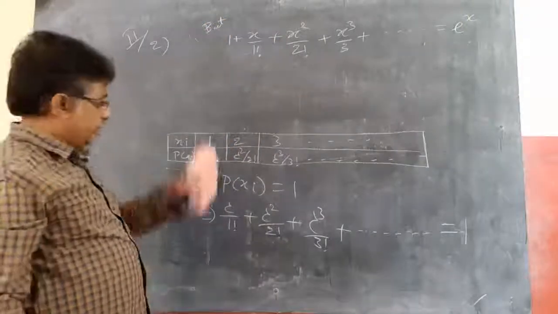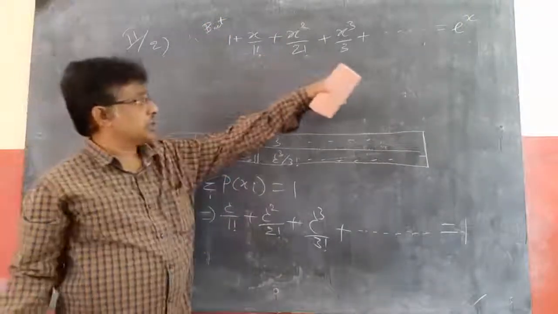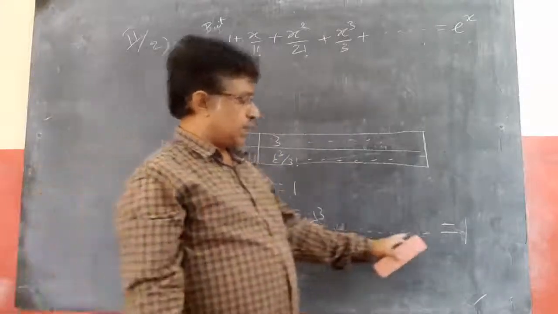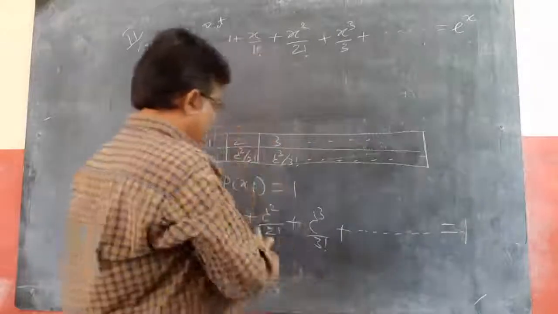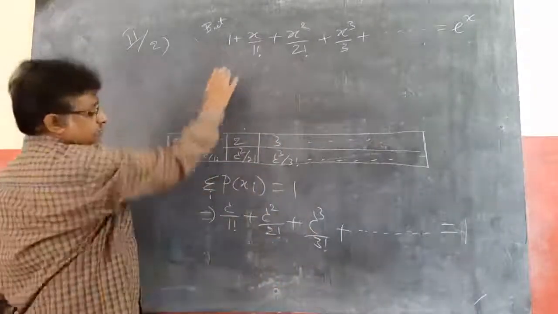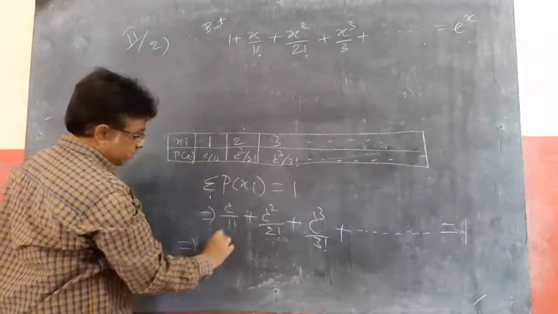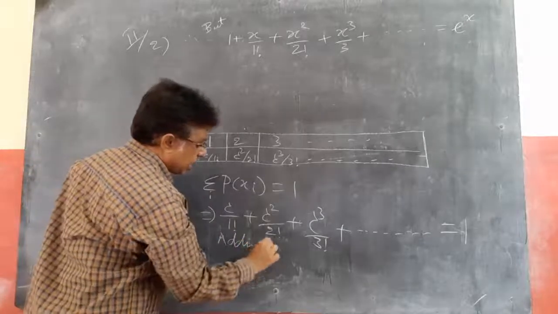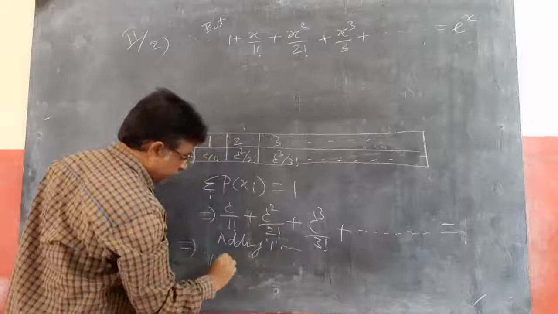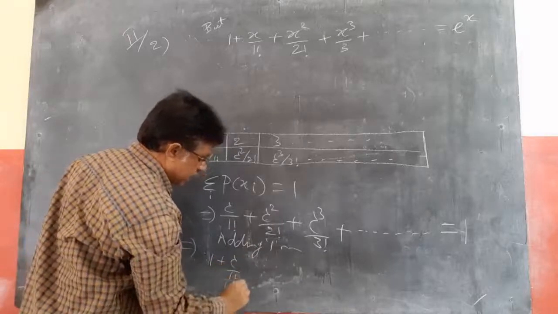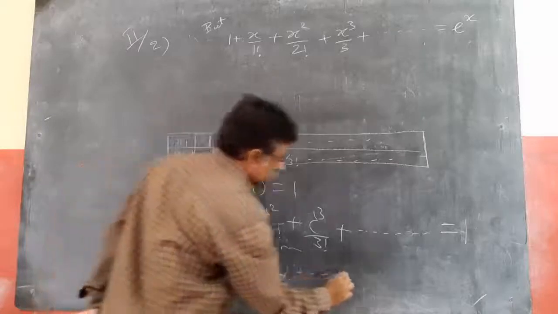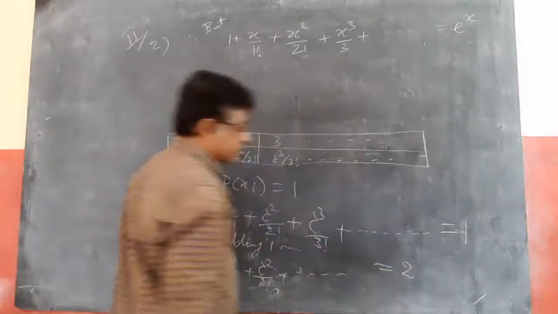So, if you observe, from here you have c by 1 factorial, c square by 2 factorial and so on till infinity equal to 1. So, if I am adding 1 on both sides, I will get this form only. I will get 1 plus c by 1 factorial plus c square by 2 factorial and so on till infinity equal to 1 plus 1, that is 2.